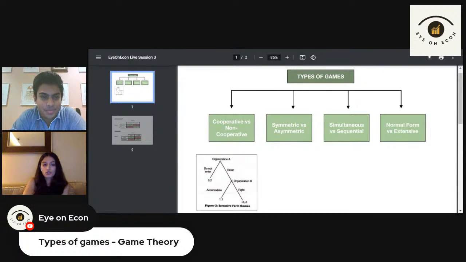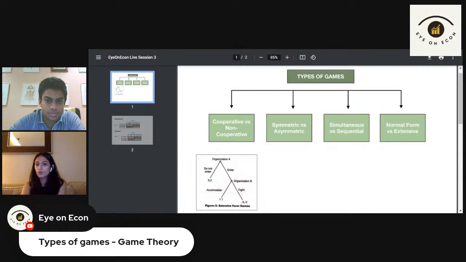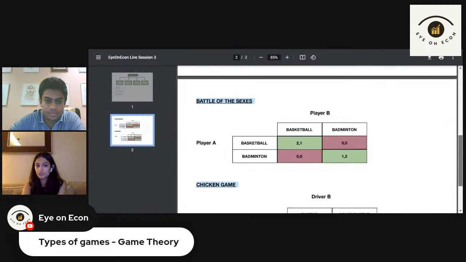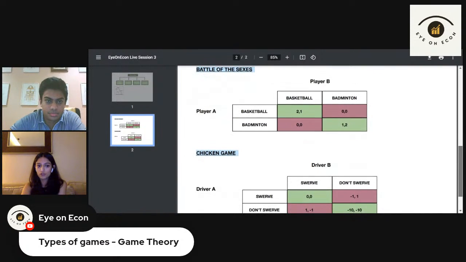Moving on to the last two kinds of differences would be normal form and extensive form. The normal form you see extensively in a matrix. So the game theory matrix that we make for both the games, Viren, if you move down to the next slide, we will have a matrix for both the games. So that's how a normal form looks.